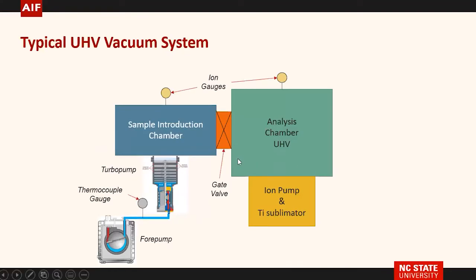Here's a typical vacuum system. We've got some kind of foreline pump, a turbo pump probably, and a sample introduction chamber. We're going to pump this down, and now we're going to put the samples into some area where we're doing analysis or deposition. We have different gauges, a thermocouple gauge on the foreline, typically ion gauges or cold cathode gauges for these chambers, a gate valve to move samples, and this may be pumped with dry pumping, ion pumps or sublimators. And we'll cover all of those shortly.